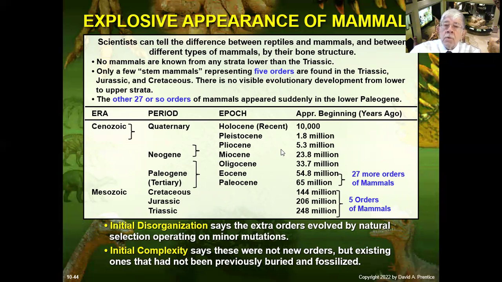All of a sudden, in the lower Paleogene, there are 27 orders, approximately, depends on who you're talking to, who's classifying it, but 27 orders of mammals appear suddenly in the lower Paleogene. Well, initial disorganization, evolution, says the extra orders evolved by natural selection operating on minor mutation. Initial complexity says, no, they were not new orders. They were existing ones belonging to biomes that had not been previously buried and fossilized at lower levels.